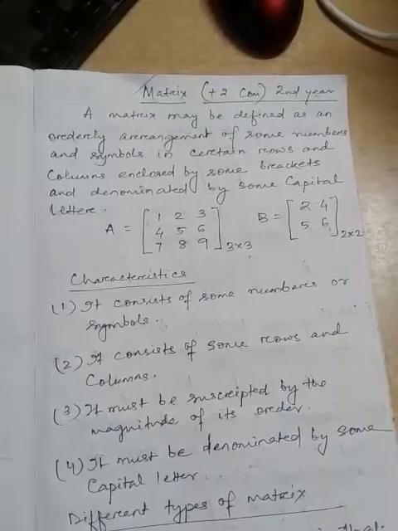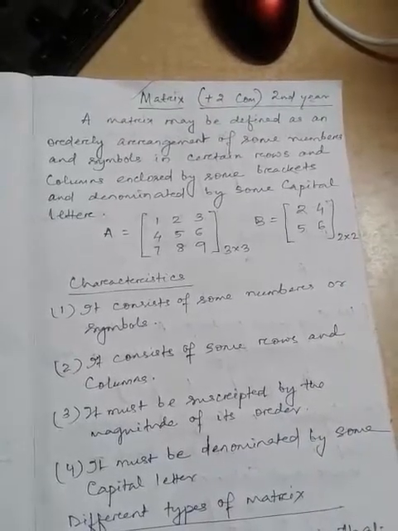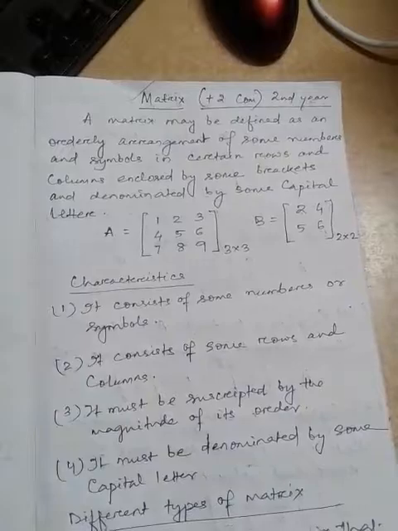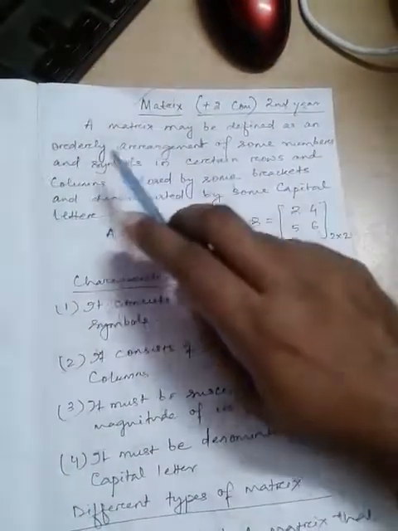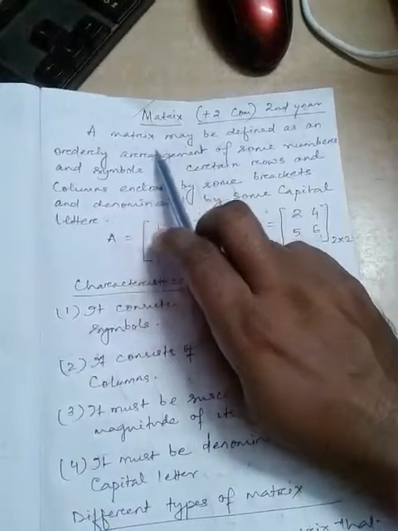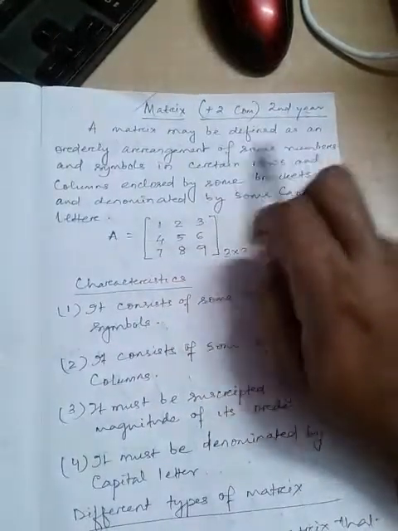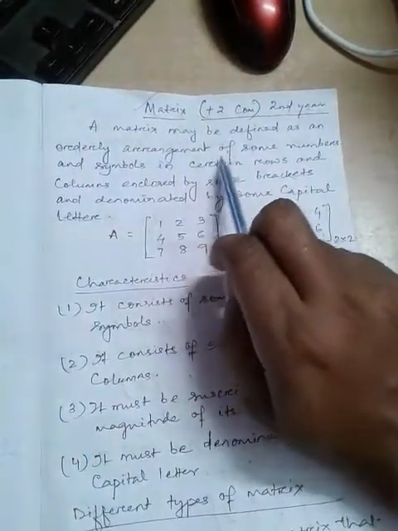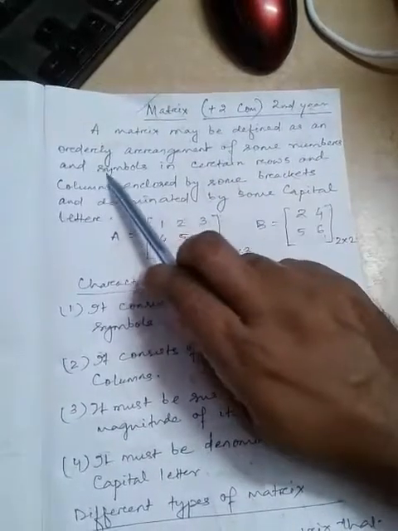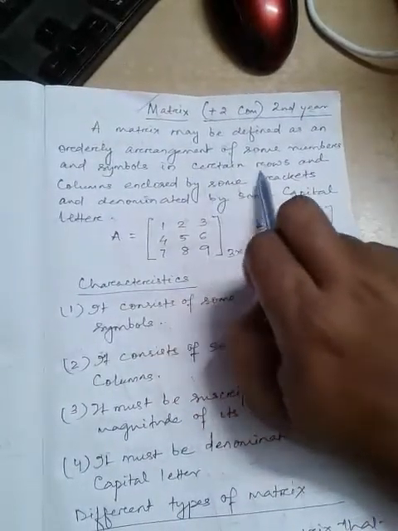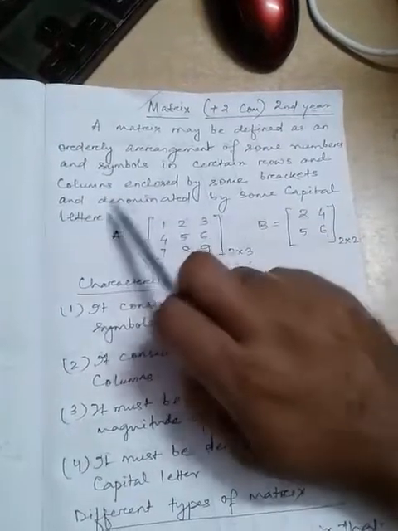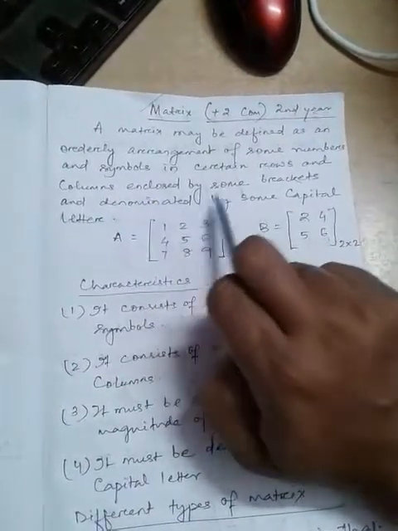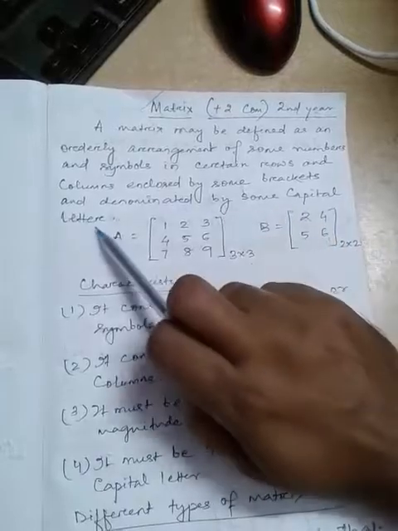Good morning, students. Today we will read on the topic that is matrix, plus 2 commerce second year. So, what is a matrix? A matrix may be defined as an orderly arrangement of some numbers and symbols in certain rows and columns enclosed by some brackets and denominated by some capital letters.